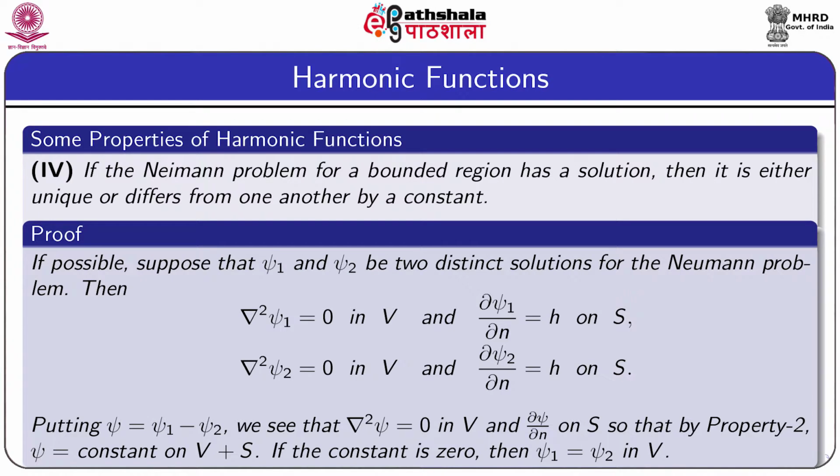Again, using property 2, we can conclude that psi equals a constant on V plus S. If the constant is 0, then the solution is unique. That means psi 1 is equal to psi 2 in V. So, this proves this property. So, in this case, the solutions may be unique or they may differ from one another by a constant.